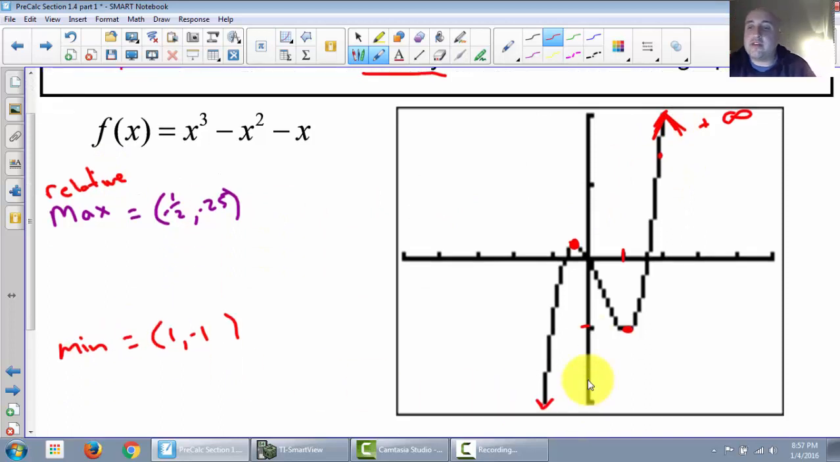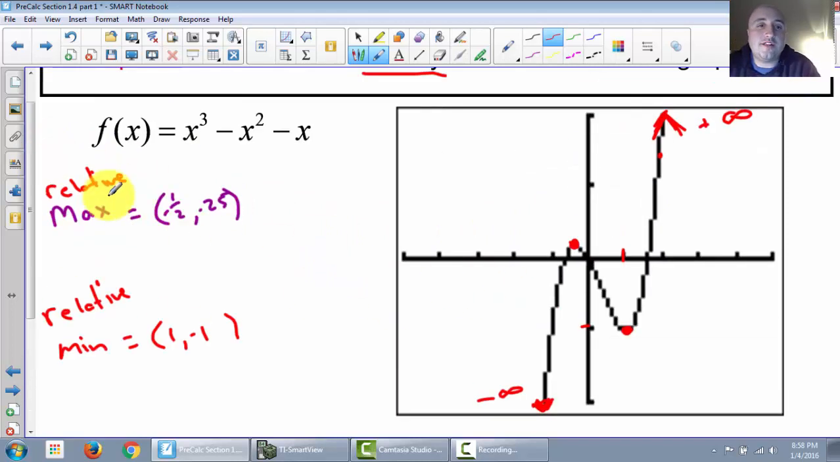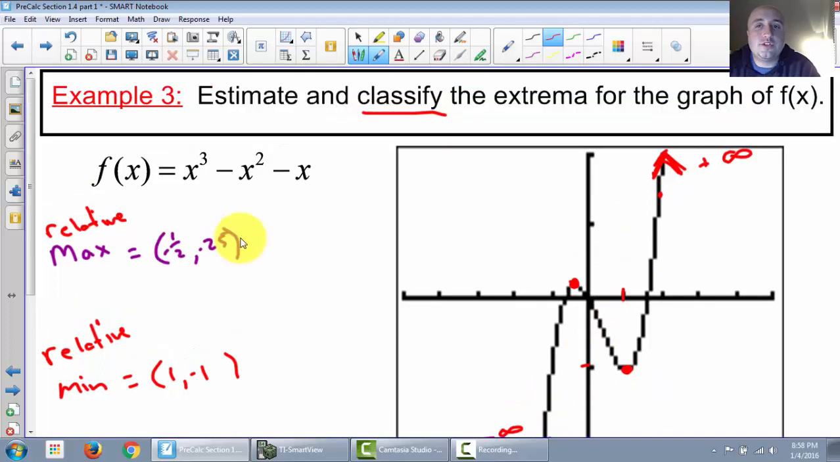The minimum, same thing. This graph goes down forever to -infinity. So this cannot be the absolute minimum. It is just a relative minimum. Okay, so we have a relative max, relative min. We do not have any absolutes because this graph goes to positive infinity and it also goes to -infinity. All right. So that's how we estimate. That's only an estimation. We didn't do anything using any calculator or anything.